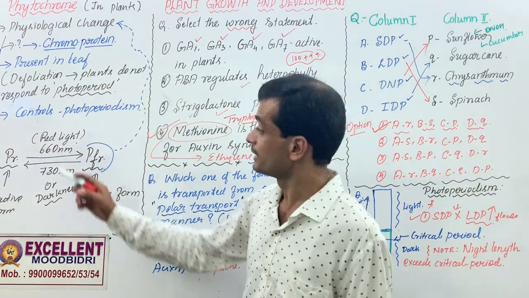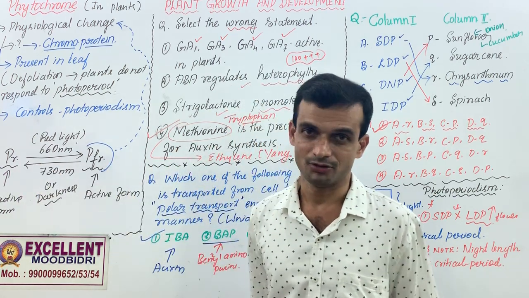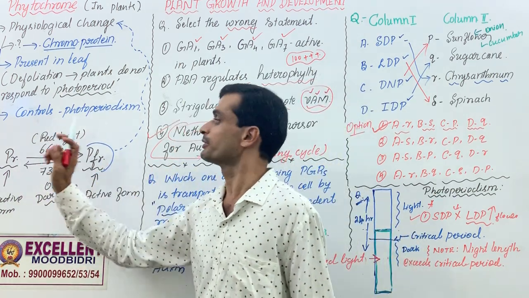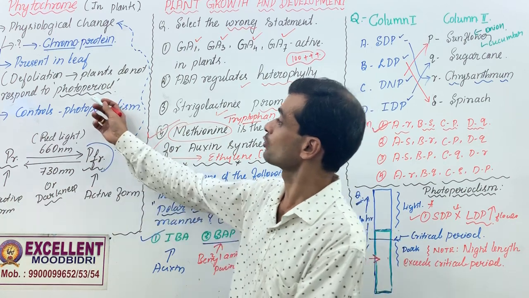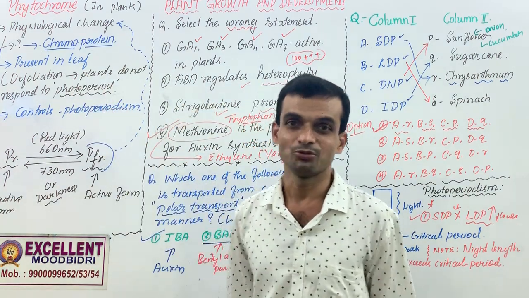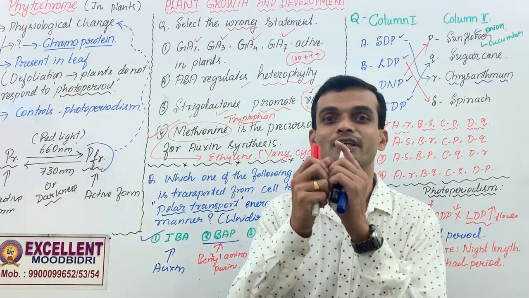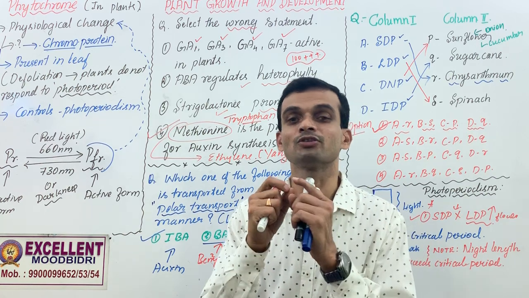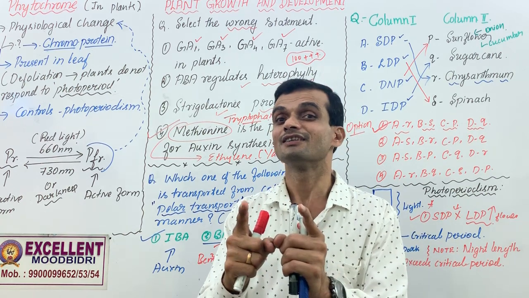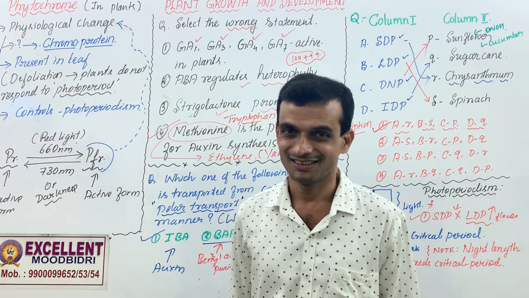Phytochromes: inactive form, active form. When will it become active? When will it become inactive? Where are these phytochromes present? You cannot have any doubt. Defoliated leaves do not respond to photoperiod. It is a correct statement.